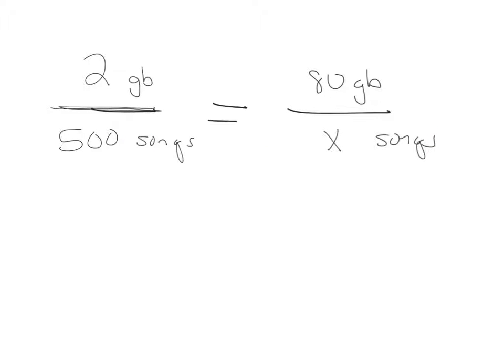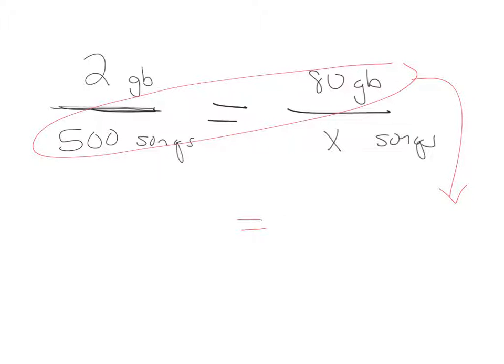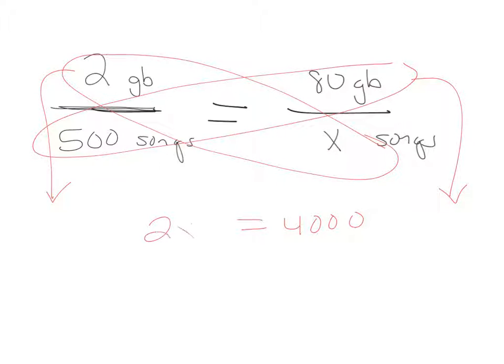Now, it's okay if you flip. If you choose to put songs up on top and the gigabytes down on bottom, it's the same thing. It will not matter. So at this point, you're going to cross multiply. I take 500 songs times the 80 gigabytes and get 4,000. Then I take the 2 gigabytes times the X amount of songs and get 2X. We divide both sides by 2 and find out that I can store 2,000 songs for the 80 gigabytes.